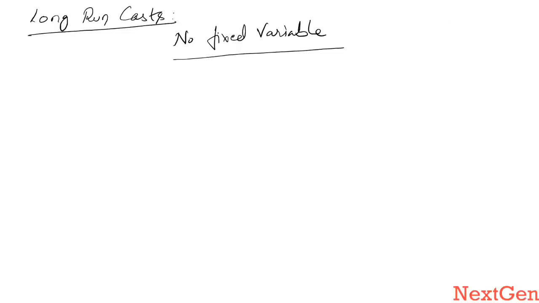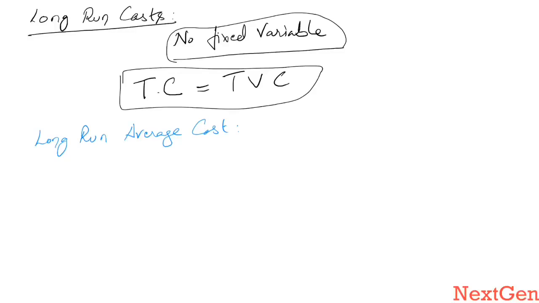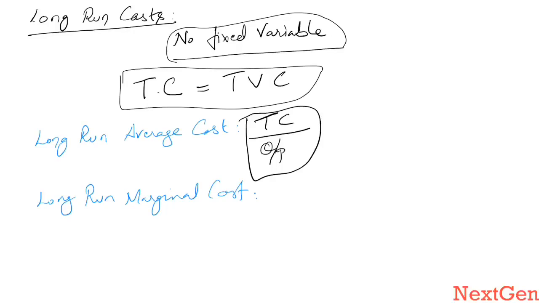Long run costs. Long run costs are those in which there are no fixed inputs. In long run costs, total cost is equal to total variable cost. Long run average cost is the total cost per unit of output produced. Long run marginal cost is the change in total cost per unit change in total output.